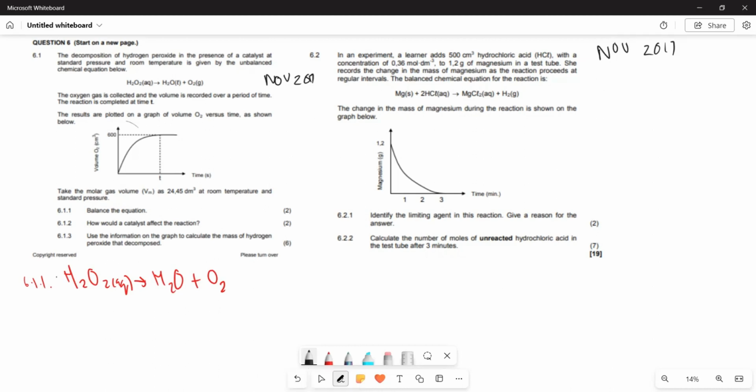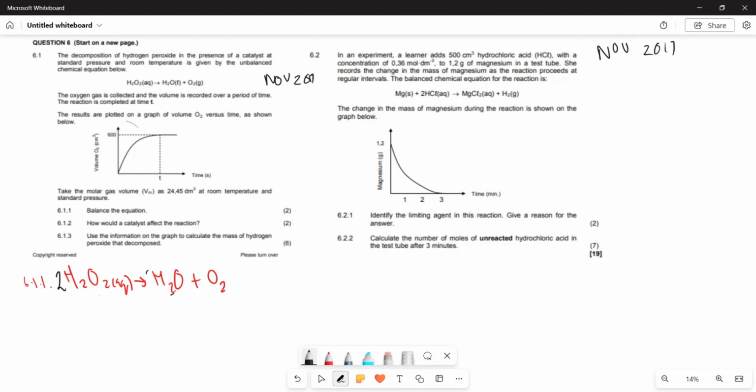Now look, let's say we write 2 here. You write your value of 2 here. What are you then going to have? You're going to have 4 hydrogen atoms and you are also going to have 4 oxygen atoms. If you come this side, you only have 2 hydrogen atoms and you are going to have 3 oxygen atoms, which means this is not balanced.